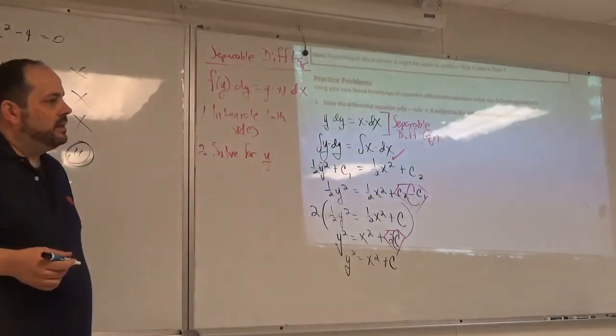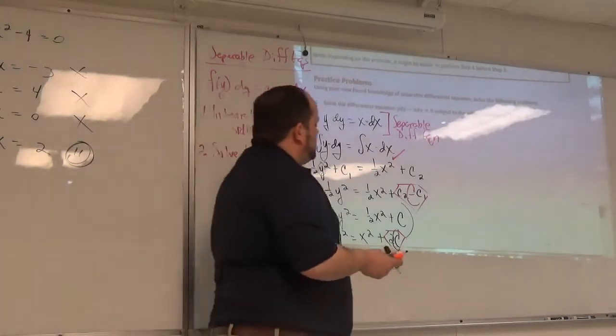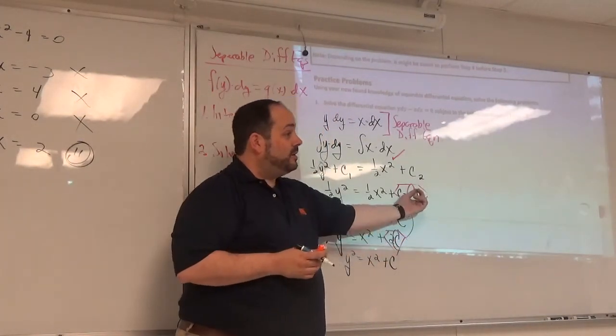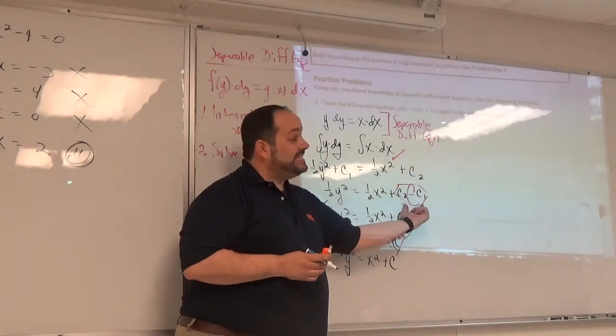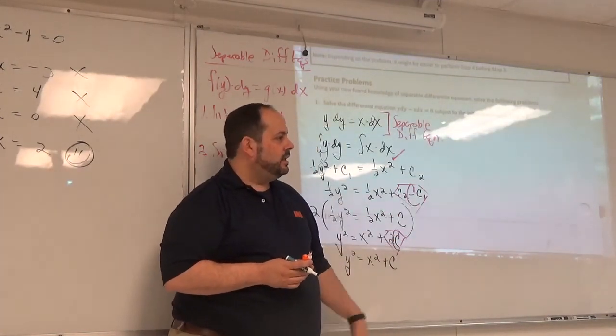What happened to the 2 and the 1 by the c's? Okay. C2 was a constant that I didn't know. C1 is a constant that I don't know. When I subtract them, it's still a constant that I don't know. Oh, so it's just because it's only one c, you don't put a number on it?